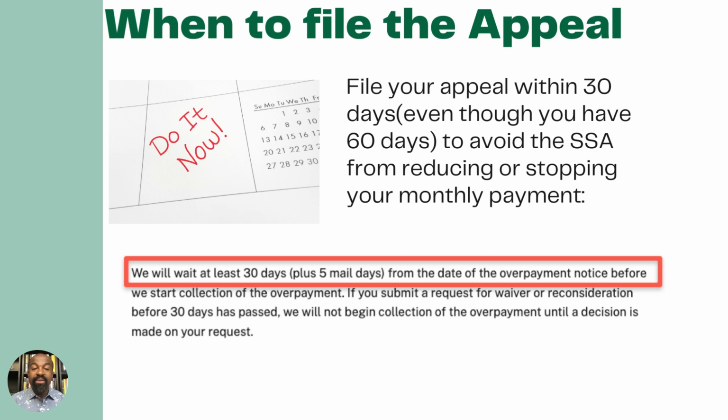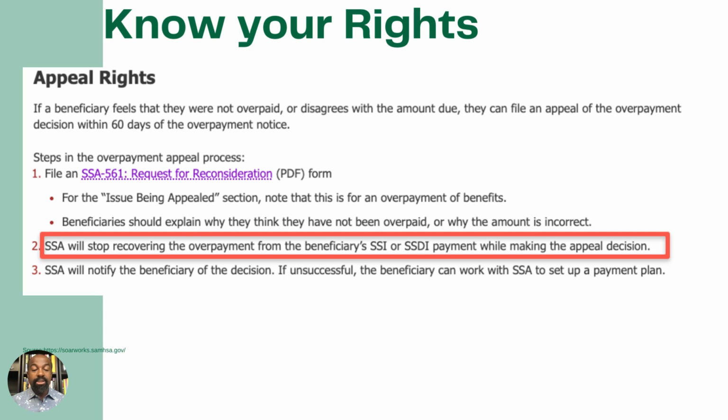And once they receive the appeal from you within 30 days, they have to stop all collection actions until they've made a determination on the appeal request. So here it is. The SSA will stop recovering the overpayment from the beneficiary's Social Security, your SSI or SSDI payment, while making the decision about the appeal. So this is your right. So it is important, even though you have 60 days to appeal, it is important to appeal sooner.